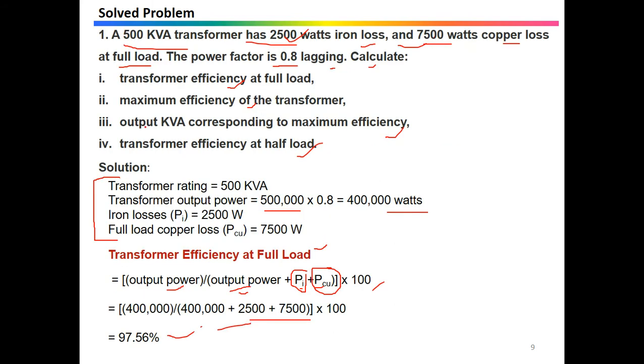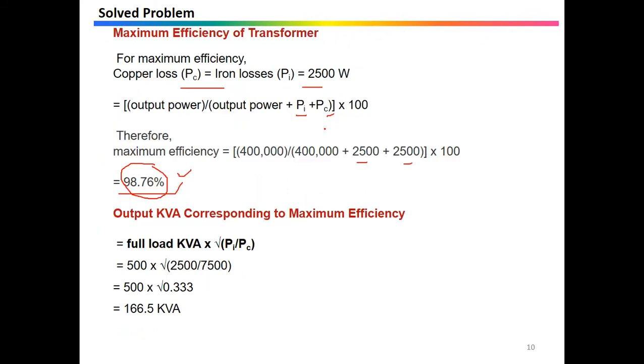The third question given to us is to calculate the output kVA corresponding to maximum efficiency. In order to calculate the output kVA corresponding to maximum efficiency, this is the formula, you can derive it: the full load kVA multiplied by the square root of PI over PC. On solving this, we have 166.5 kVA. So it will be the output kVA of the transformer.